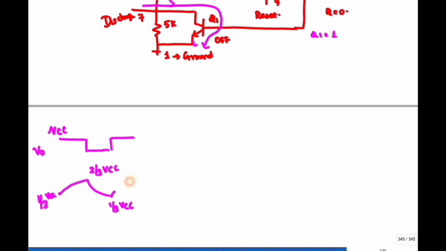Again the capacitance will start to charge, and then again it will start to discharge. This process goes on.